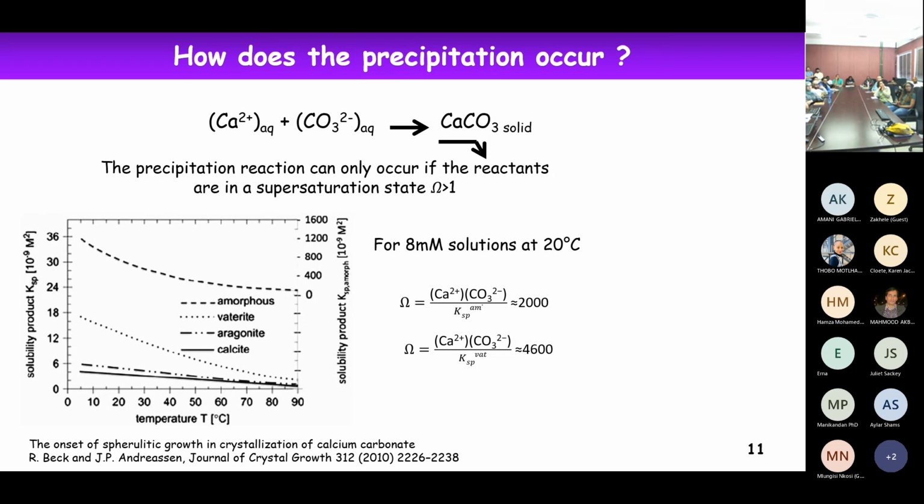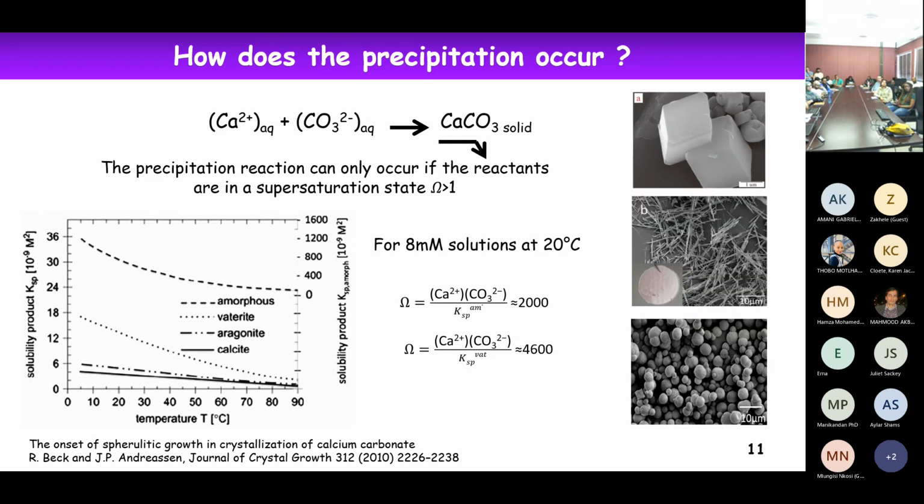Nonetheless, if calcium ions are in very low concentration or carbonate is in very low concentration, you might end up with something which is less than 1. And in this case, there is no way that you can precipitate calcium carbonate. So this is the basic idea behind this. And of course, this is what you need to do if you want to do this type of reaction.